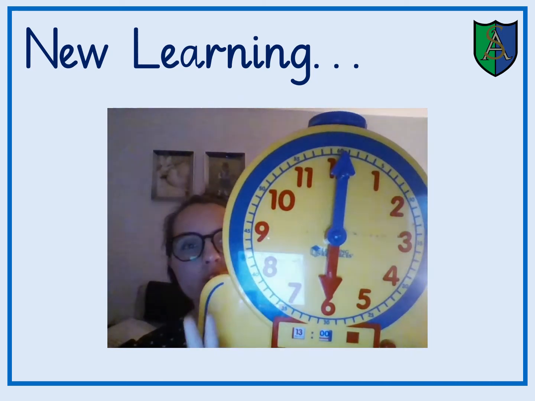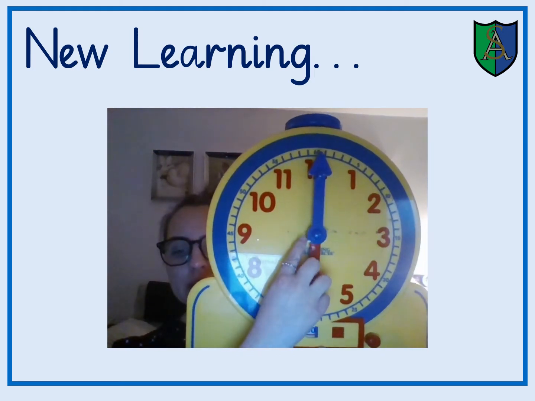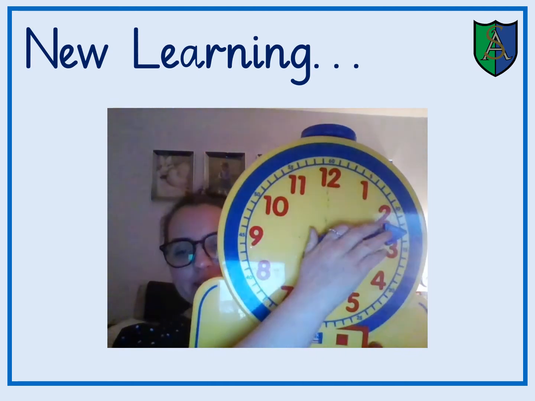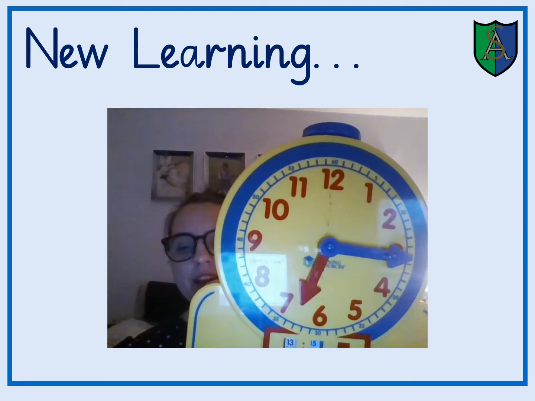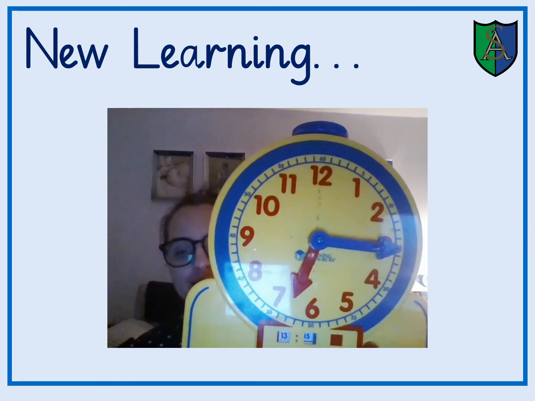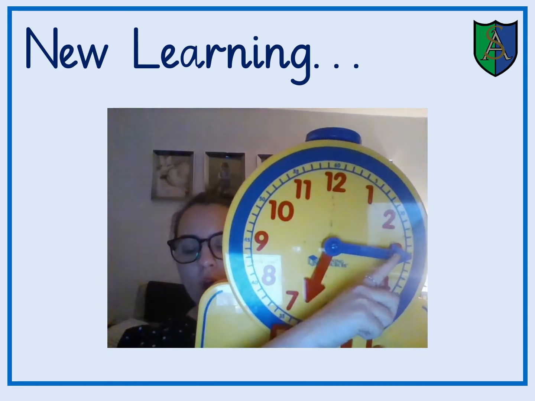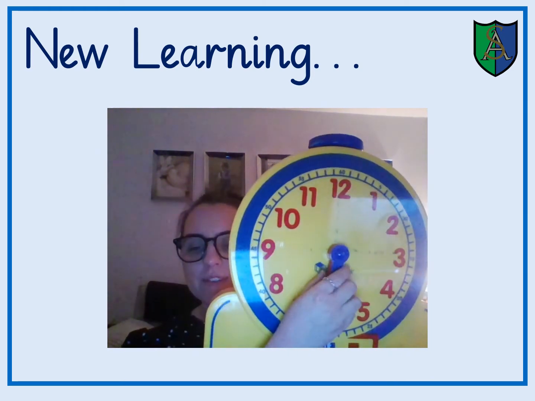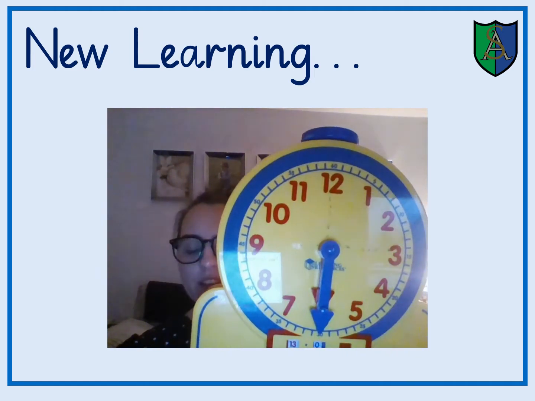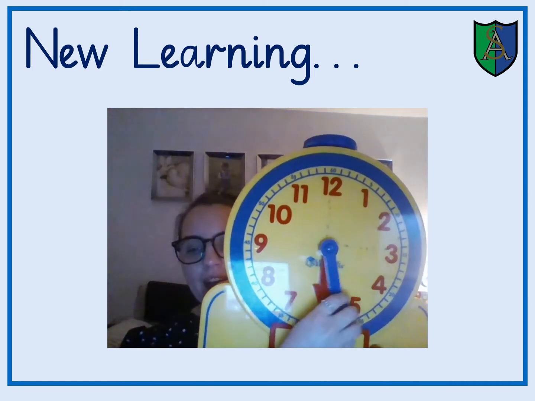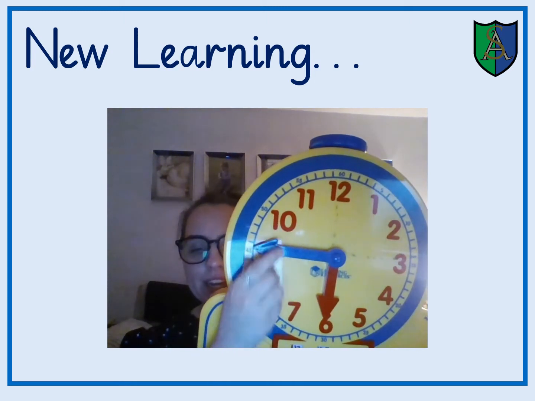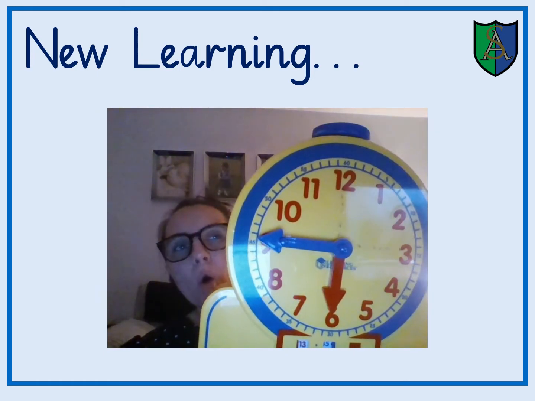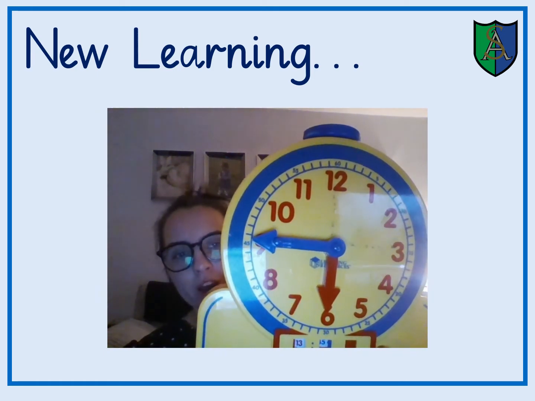So if we're just focusing on that minute hand, if it's pointing towards the 12, then that means that it is o'clock. If it is pointing towards the 3, then that shows it's quarter past the hour, because it's on the past side of the clock. If it's pointing down at the bottom towards the 6, then we know that it is half past the hour. And if it is pointing towards the 9, then we know that it is quarter to. And they're the 4 most important ones that you need to know on our clock, okay?